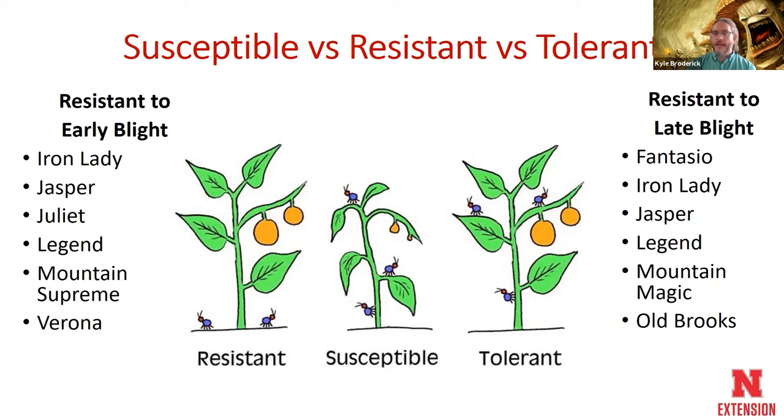Now, a tolerant plant is a plant that can tolerate minor infection levels. And so maybe there'll be some leaf spots that form, but they won't grow terribly large. And we won't see too much of an effect on the overall yield or the fruit quality with our tolerant plants.